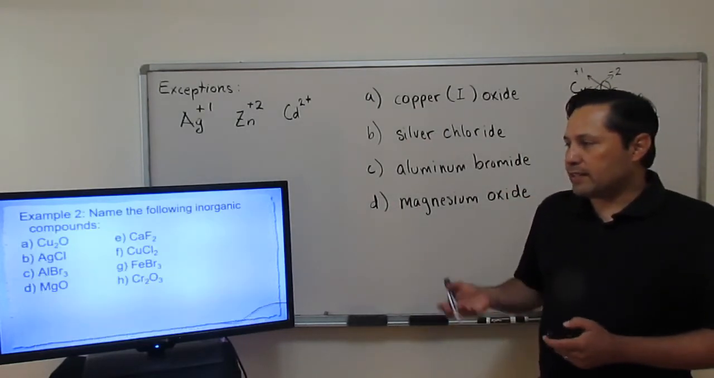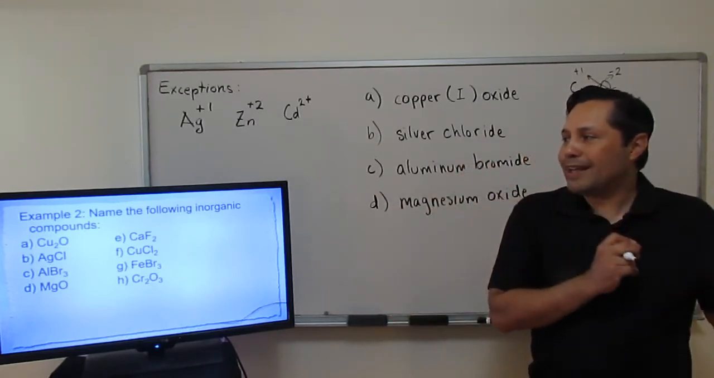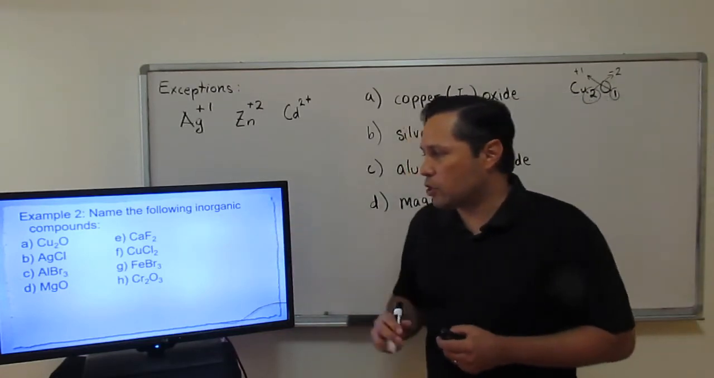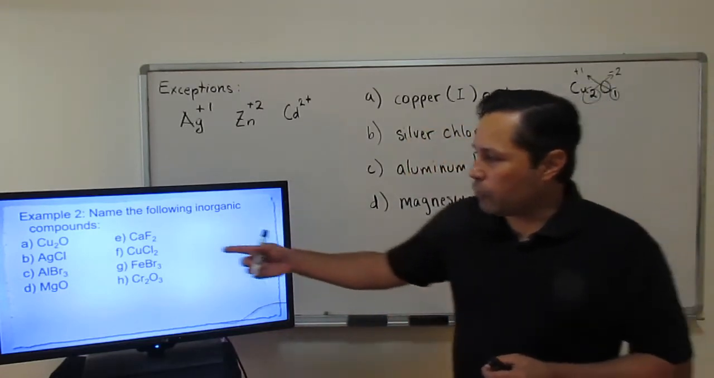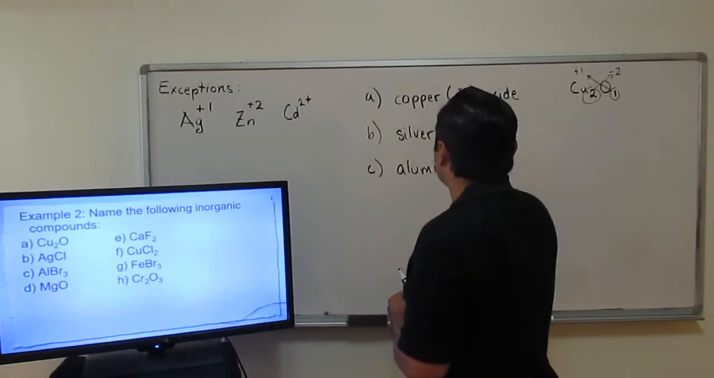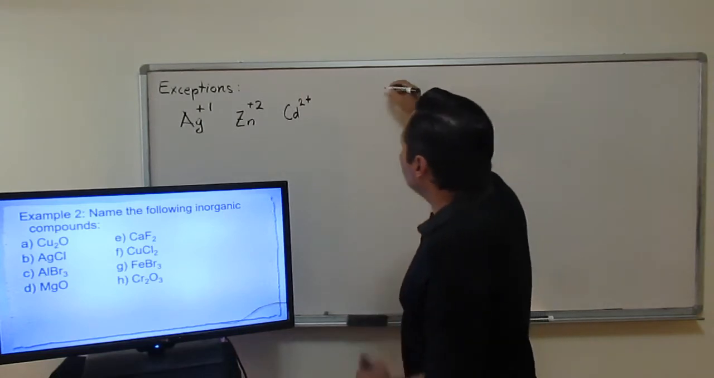Alright folks, so that takes care of the first column of going from the formula to the name. Now in the second column we're going to continue for E through H. We have a few more that have Roman numerals, so they're going to get slightly more challenging. E.